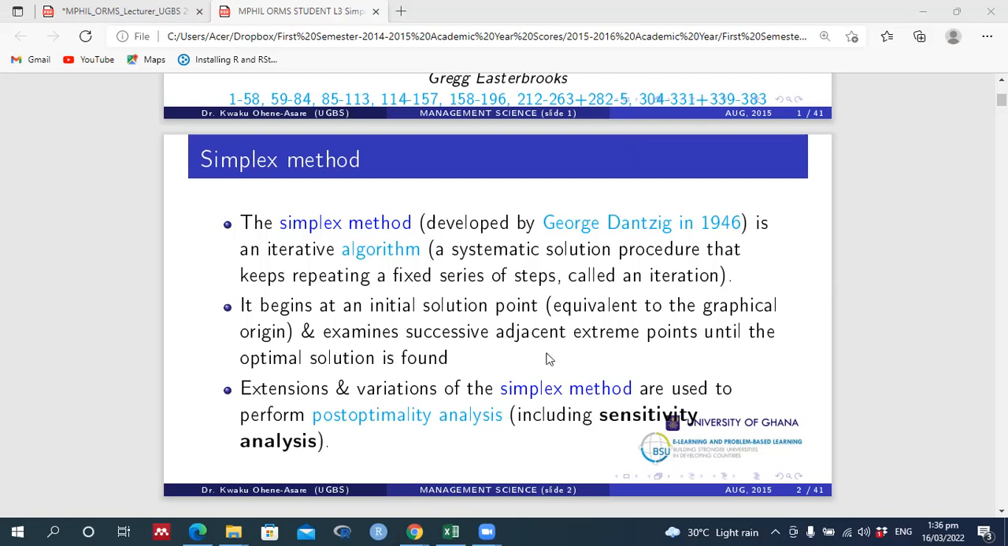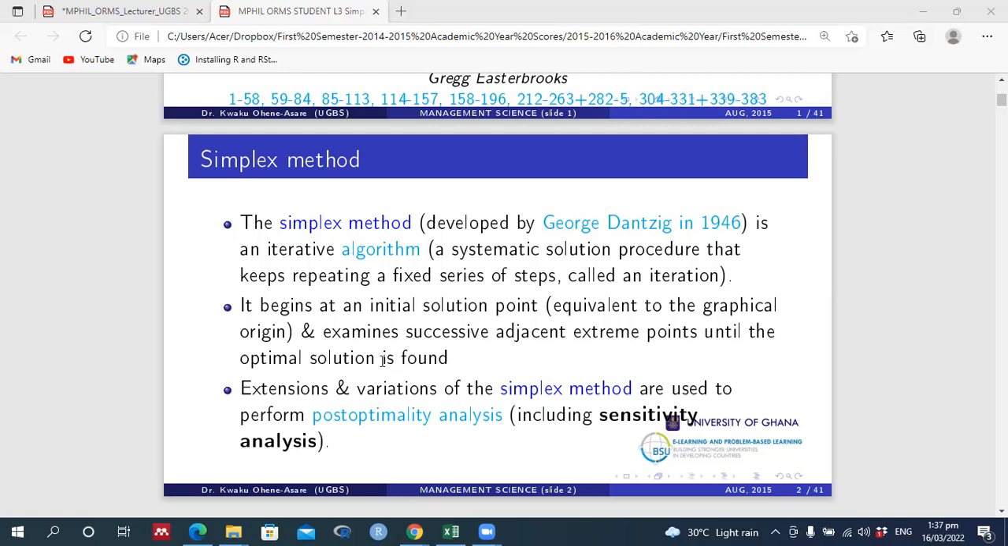I'll leave the history for you to go and read. But you see that when you take the graphical solution, you cannot use the graph to solve any problem that has more than two decision variables. I believe we are all aware. Yes, and so the simplex method helps us to go beyond that. And like I said, the solver was also developed based on it to aid us.